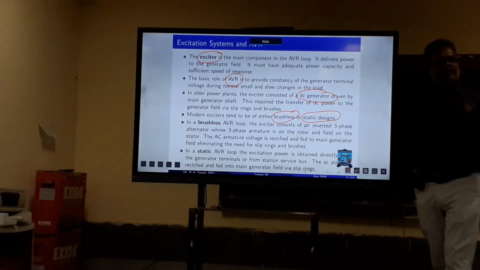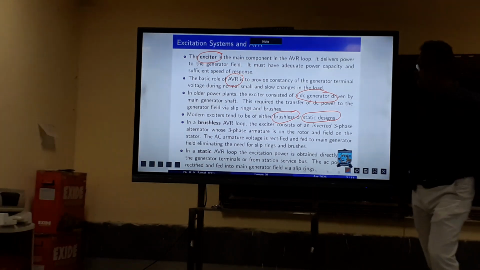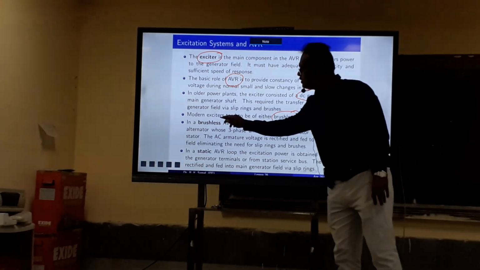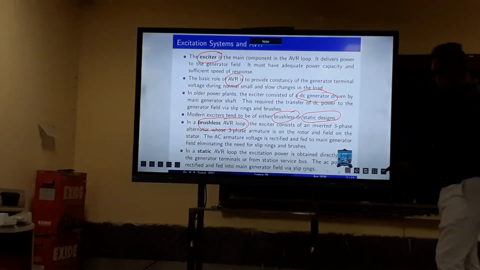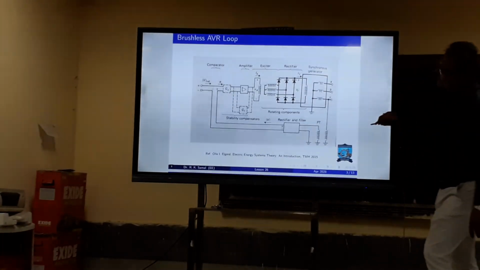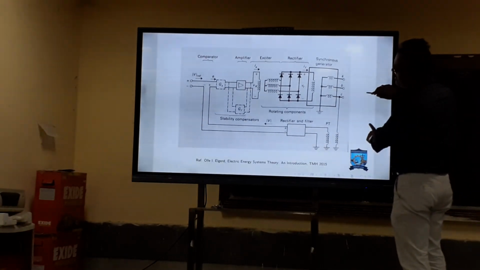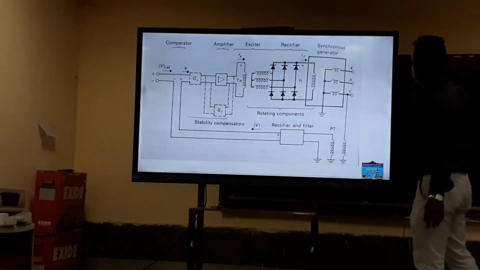Static means direct negative output, the main generator. So we will go for the brushless system. Okay. So what exactly is the brushless system we have? So this diagram again I have taken directly from the Elgerd book. Okay. You can find it in many places.